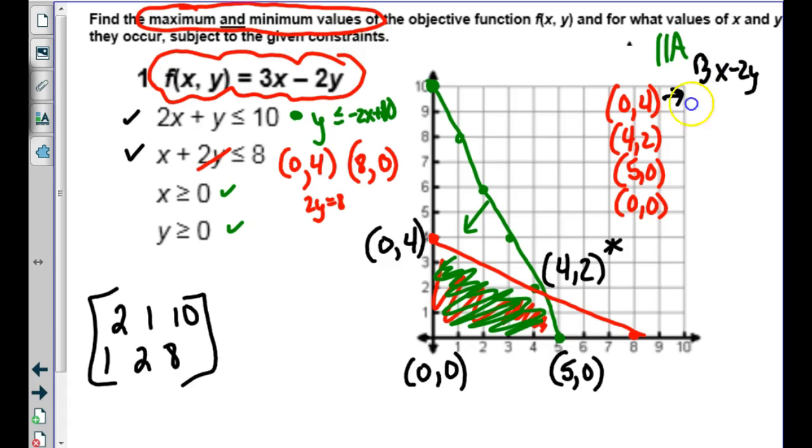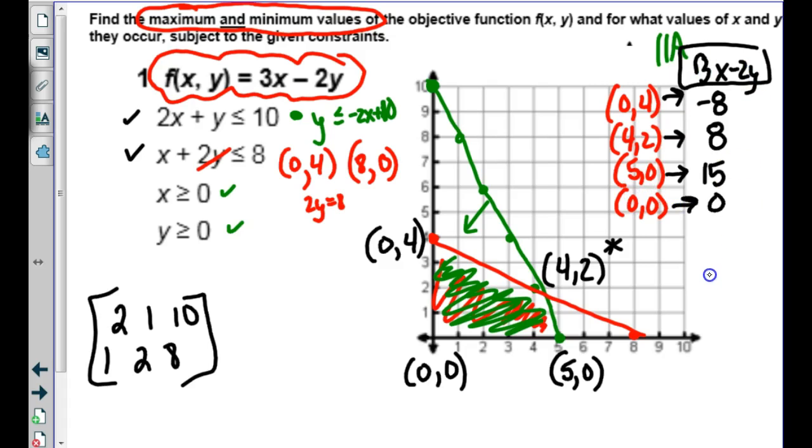3x minus 2y, what happens when I put in (0, 4)? 3 times 0 minus 2 times 4 would be negative 8. If I put in (4, 2), I have 3 times 4 is 12 minus 2 times 2, which is 4. 12 minus 4 is 8. Do I need to be writing out the work, or are you getting what we're doing here? We're putting them in here. So 3 times 5 minus 2 times 0 would be 15. And 3 times 0 minus 2 times 0 would be 0.